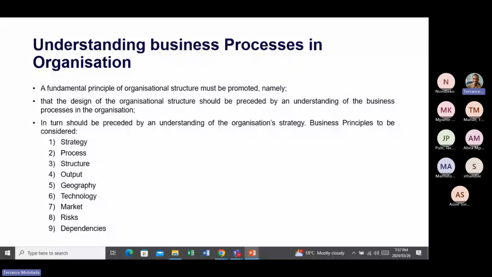These are fully explained in your study guide, but I just wanted you to know that they are there. There are 9. Anytime you see a question from this module talking about principles or business principles, just know that we're talking about these ones. Very, very important. In terms of strategy, strategy is what's going to help you to execute your plan.